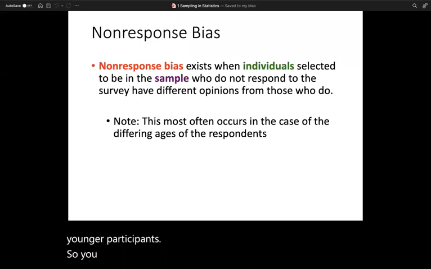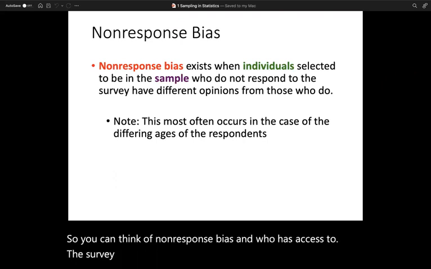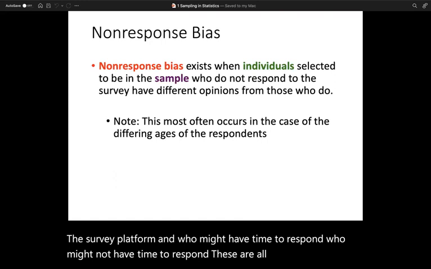So you can think of non-response bias in who has access to the survey platform and who might have time to respond, who might not have time to respond. These are all factors that create non-response bias.